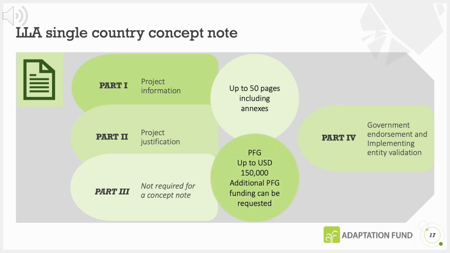The full $150,000 PFG may be requested at the time of concept note submission, or the remaining amount of up to $120,000 if a pre-concept PFG was already accessed. Additional PFG funding can also be requested at this time on a case-by-case basis.